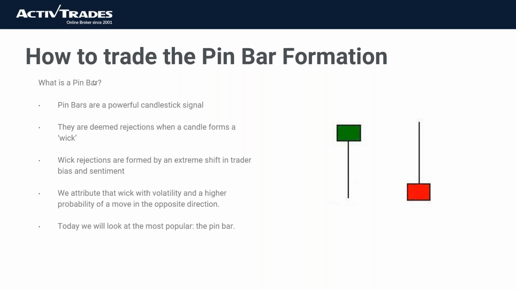And when it comes to pin bars, as the slide says, they're a powerful candlestick signal, and they are quite a simple and quite a visual signal as well. Not only is it a powerful candlestick signal, but we will very often talk about it as a rejection candle, and that is due to the wicks that are formed. As you can see there, I'll just bring up the drawing tool. Wick rejections are formed by an extreme shift in trader bias and sentiment, and we attribute that wick with volatility and a higher probability of a move in the opposite direction. And it's just a higher probability.